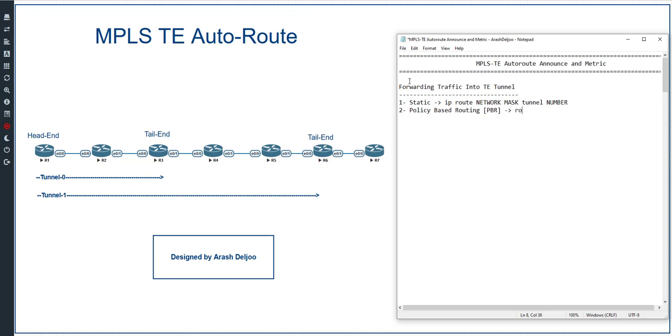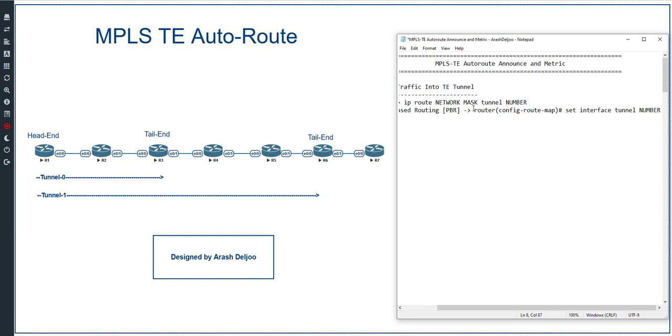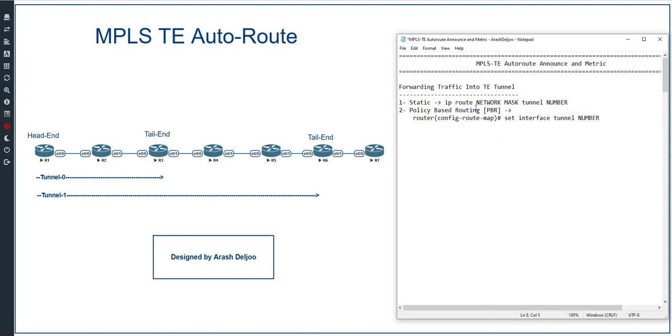You know that in PBR, we are configuring a route-map. In that route-map, we need to configure set interface, and then, for example, tunnel and the tunnel number. We also configured this feature in the previous scenarios, and we know that we have two options. Both of these two options are manual. This means that the administrator should configure the static route or PBR.